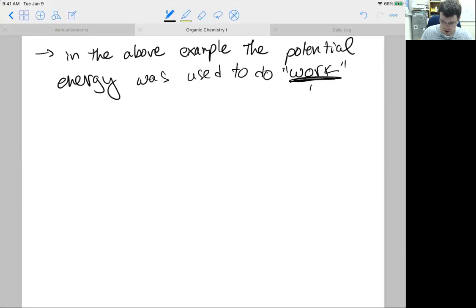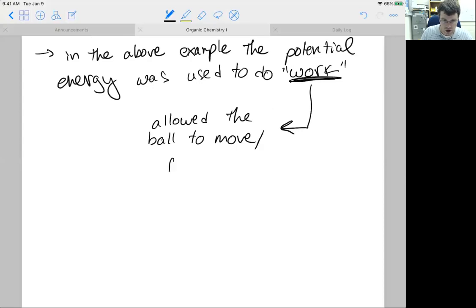So we did work, and what was the work that we did? We allowed the ball to move / fall to the floor. So the ball is on the floor.